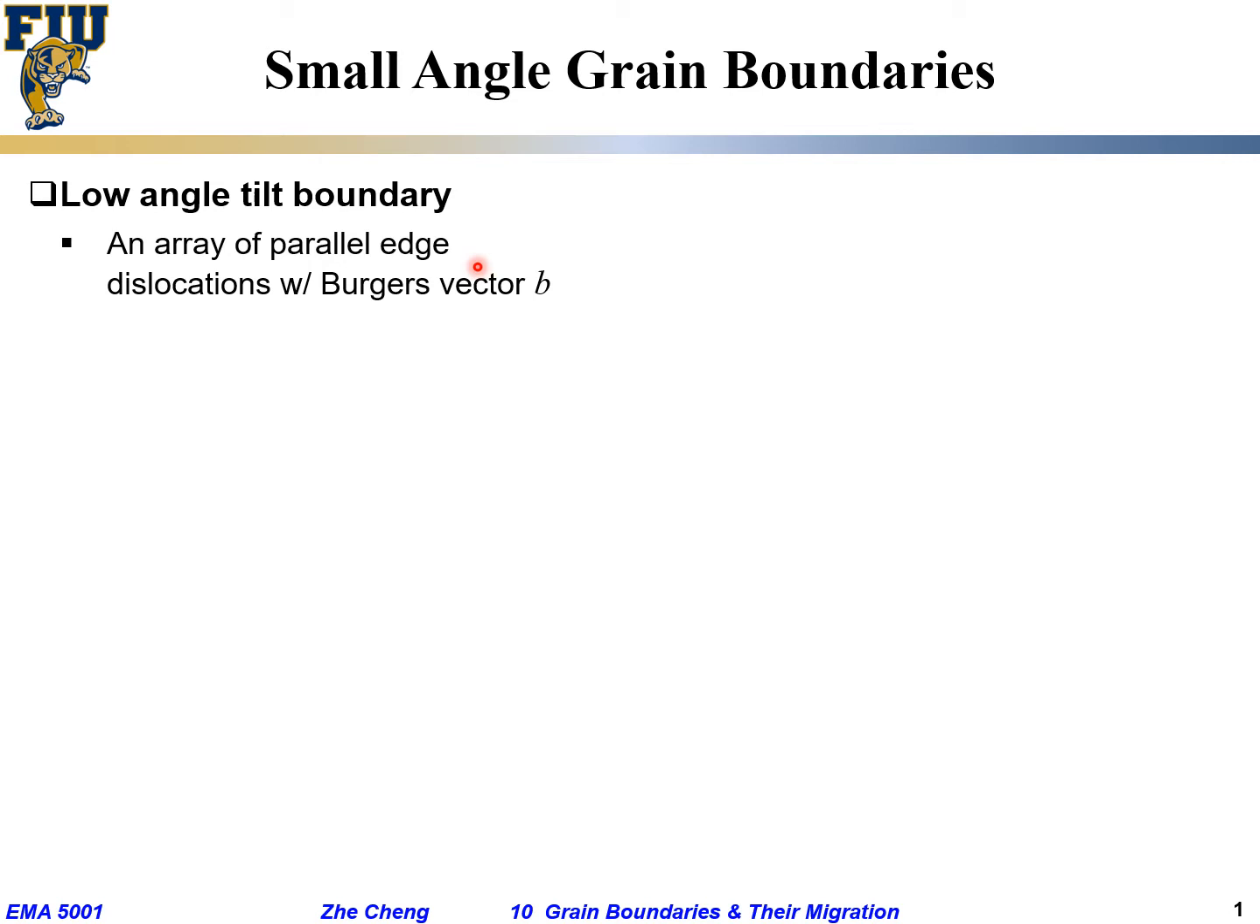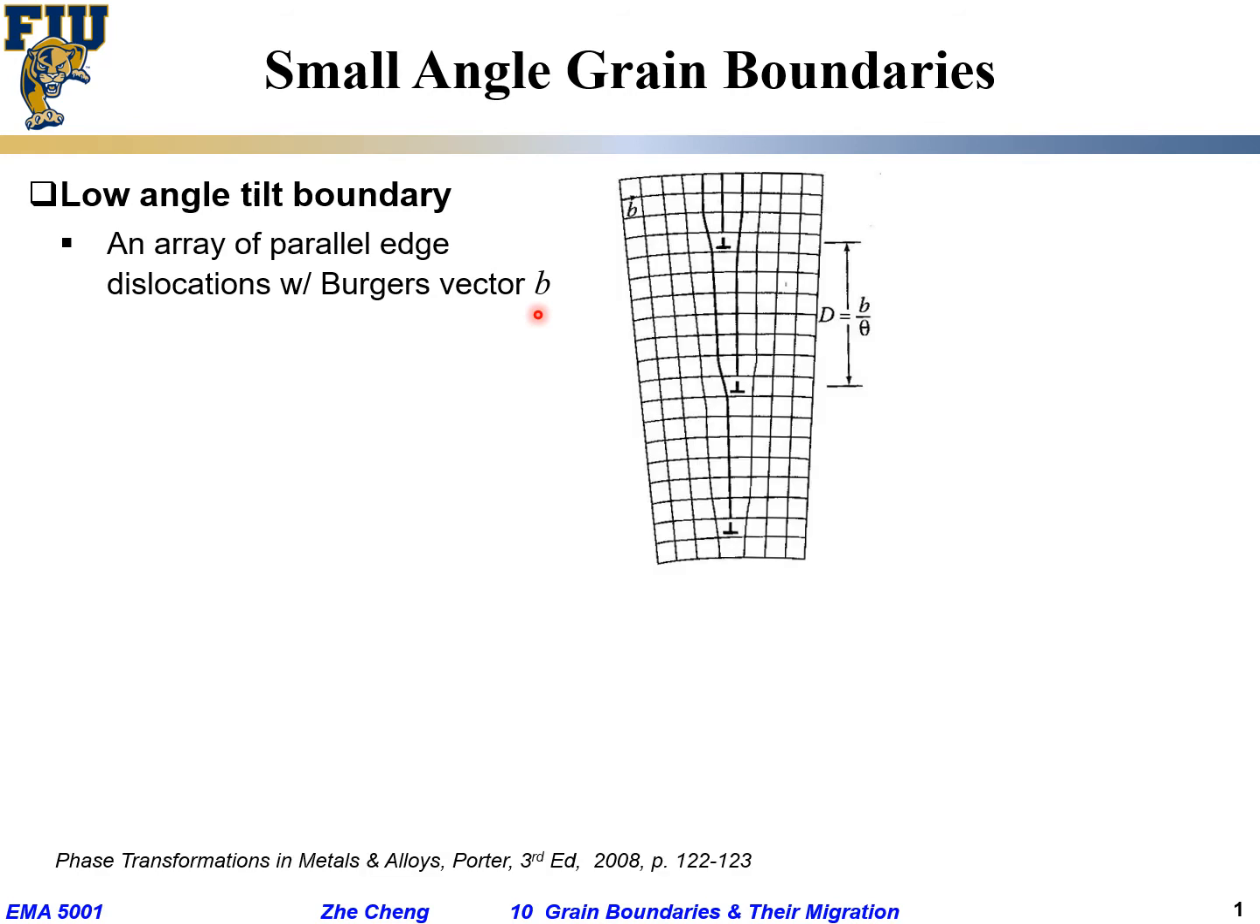For these types of low angle tilt boundary, we can view them as an array or a series of aligned parallel edge dislocations. And each of those dislocations has a so-called Burgers vector B value. Here is a simple schematic.